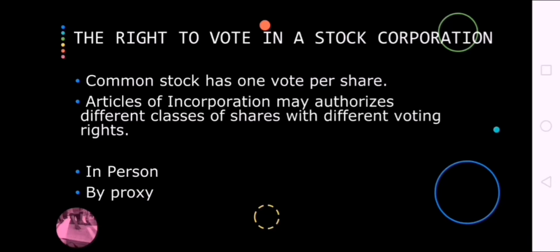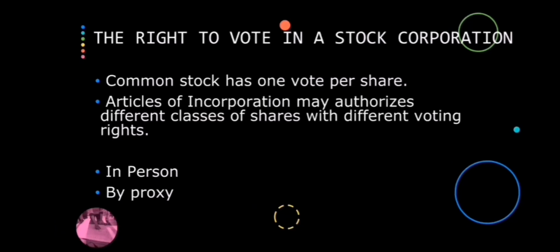So, Articles of Incorporation may authorize different classes of shares with different voting rights. So, they have the right to vote on matters regarding corporations such as the election of board of directors, issuing of new securities, acquisition of assets, approving dividends, or changing something in the operation of the corporation. So, they can vote in person or by proxy.